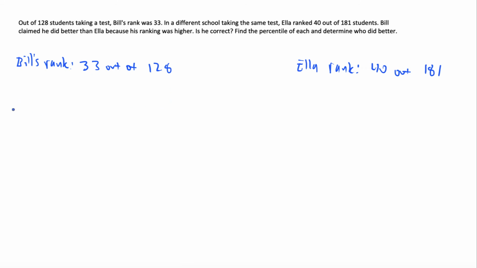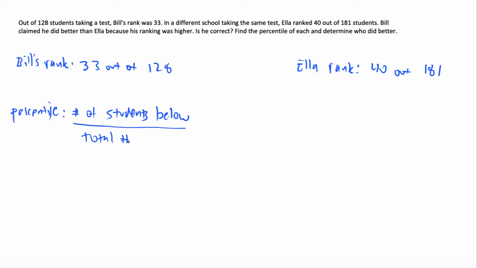Now remember, how do we find the percentile rank? We need to find the number of values below, and then divide that by the total number. Now let's take a look. If Bill's rank was 33, then how many students did he do better than? Well, out of the 128, he did better than 95 students. So then 95 divided by 128.